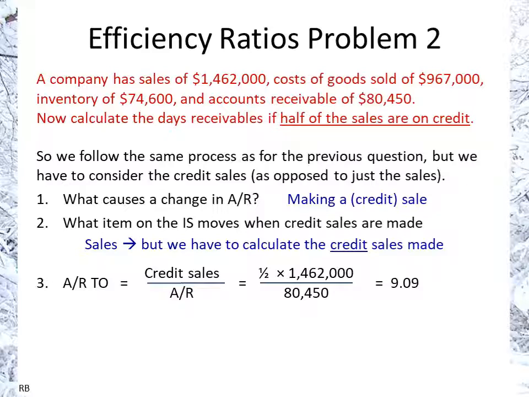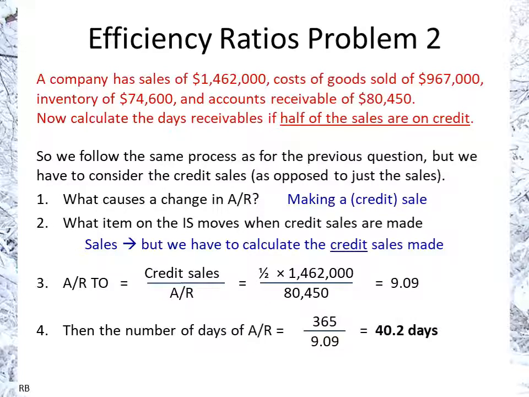In this case, now we have 1/2 times 1.46 million over the accounts receivable. Again, tendentially we should use average if we would have the option. It gives us a result of 9.09. So that means the number of days is 365 over that, so that's 40.2 days. You can see how different that answer is from the previous one, which was half of that, 20 days. So that gives you an idea of how to use the credit sales in this case.